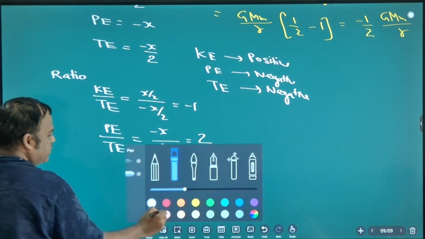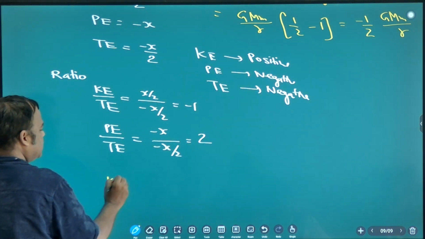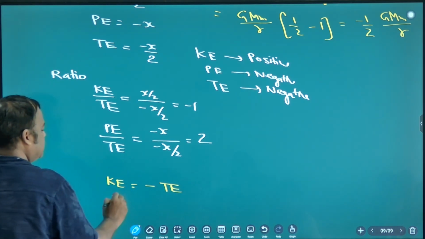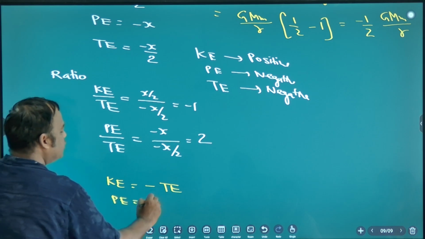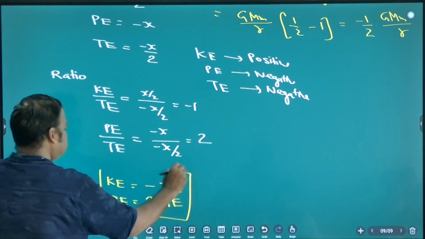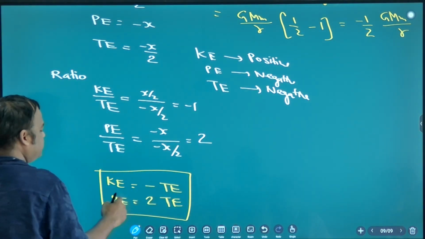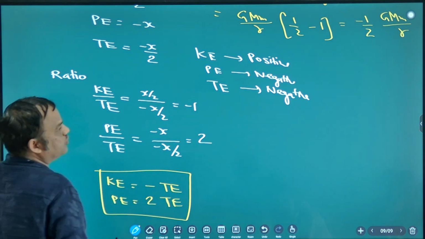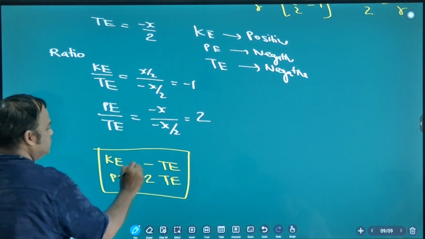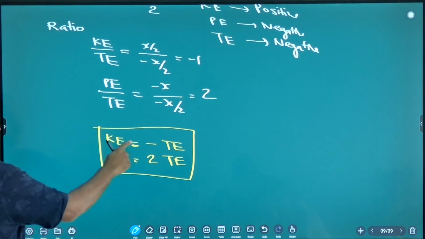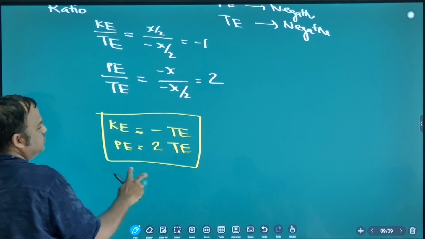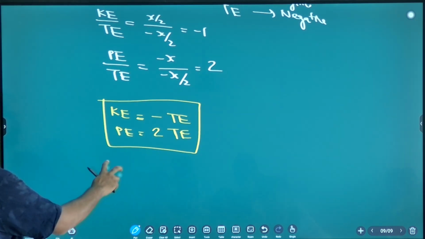You can also memorize like this: kinetic energy is minus of total energy, and potential energy is 2 times of total energy. Okay, clear? Note down.